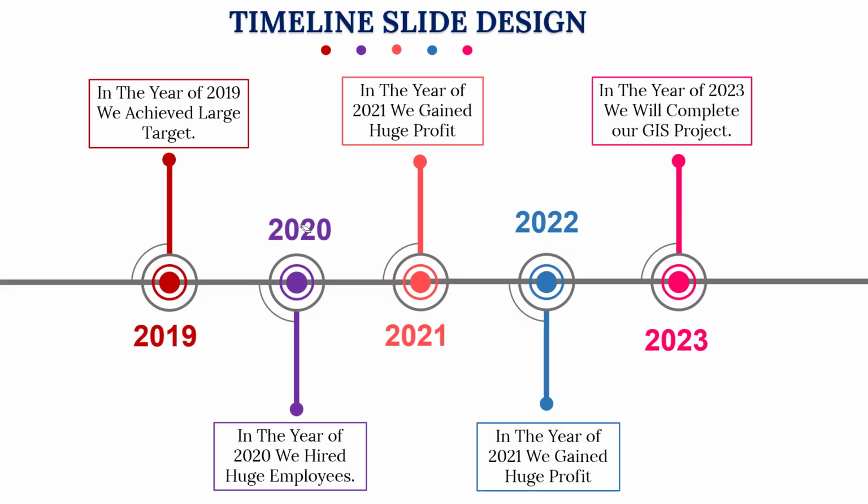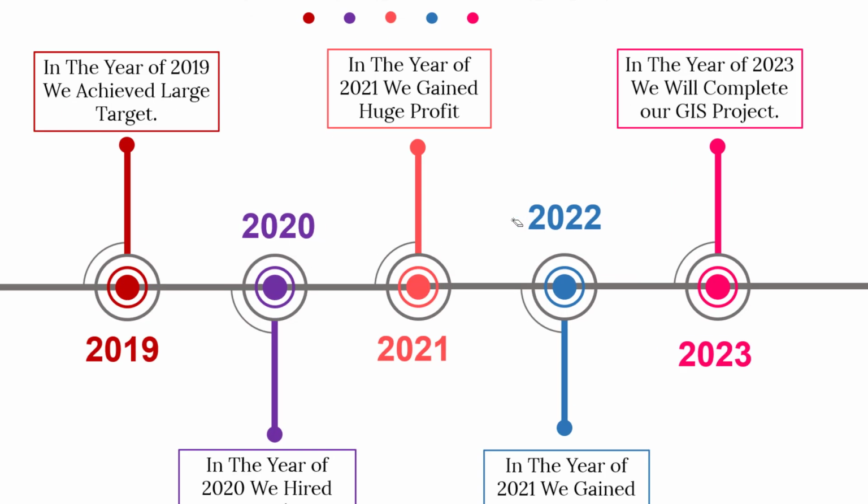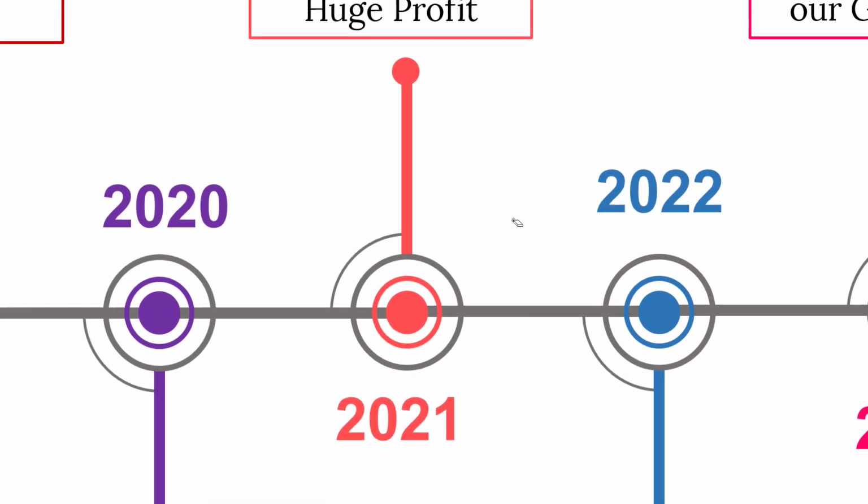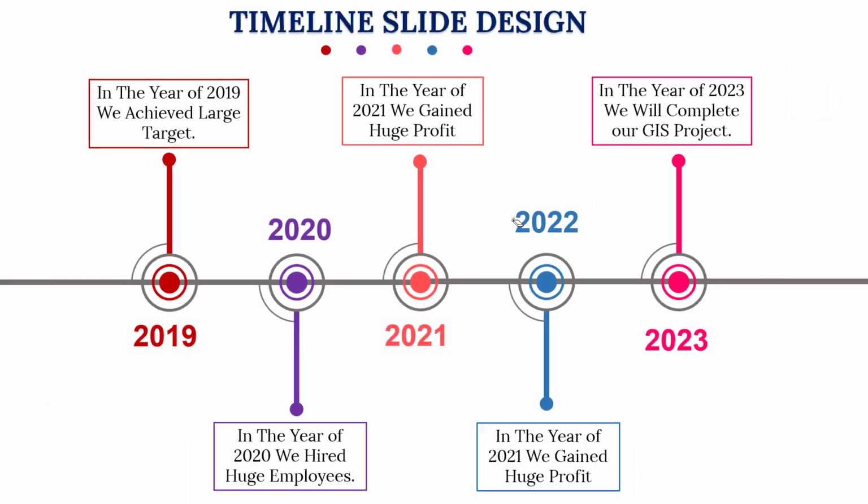Now if I want to zoom my slide anywhere, I have to press the plus sign on my keyboard. Then you will see my slide is zooming in. If I press the minus sign, you will see my slide zooming out. So you can easily use the plus key and minus key to zoom in or out in your slide.